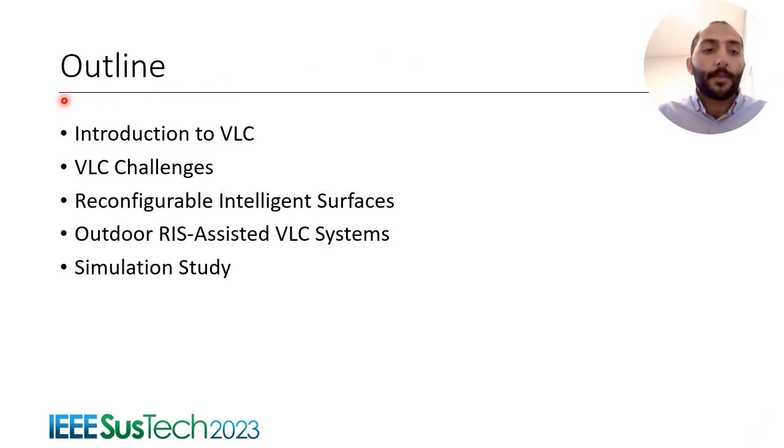The outline of my presentation would be as follows. I will start with an introduction to Visible Light Communication systems. Then I will highlight some of the challenges for VLC systems. Then I will talk about reconfigurable intelligent surfaces and discuss some of the outdoor RIS-assisted Visible Light Communication systems before concluding my presentation with a simulation study and showing some results.